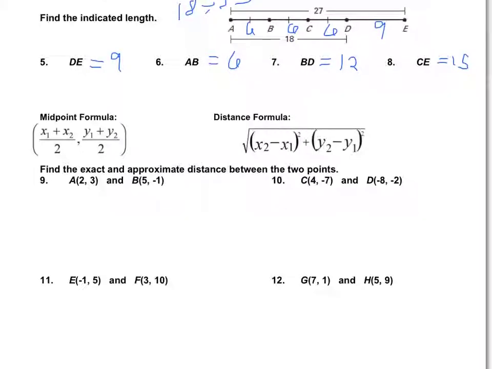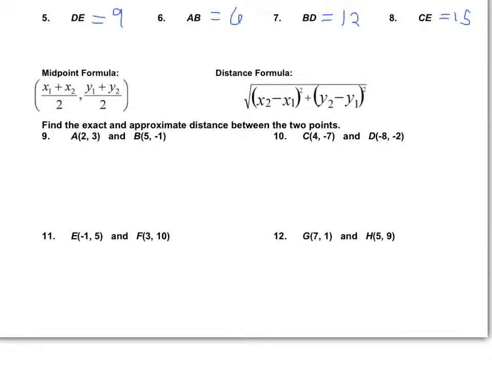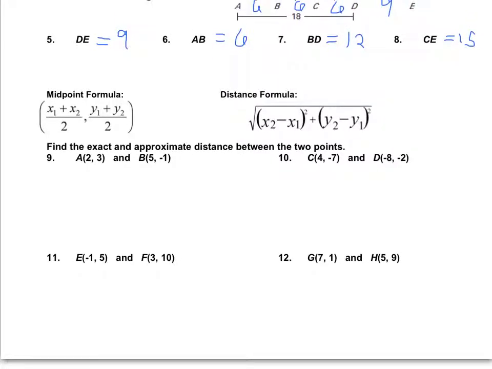Alright, the next few problems involve the midpoint and the distance formula. Actually, 9, 10, 11, 12 are all about the distance formula. And the directions say, find the exact and approximate distance between the points. So just like we did in class. So you're going to need a calculator for this, but we'll find the exact distance first. So using the distance formula, I'm going to subtract my x's, subtract my y's. It really doesn't matter which order you subtract in. So I'll just do it in order from left to right.